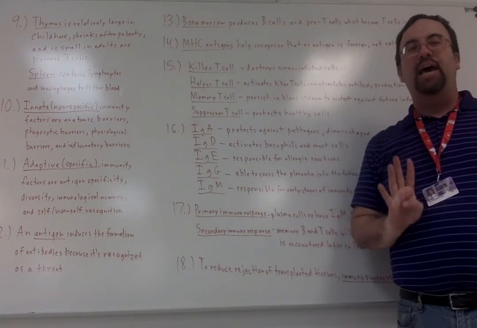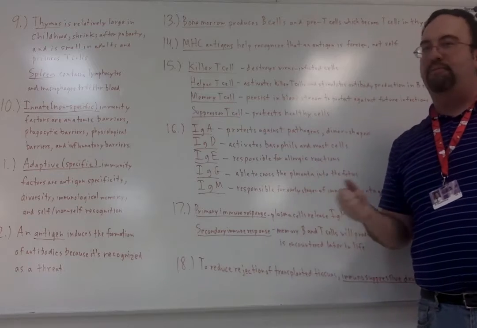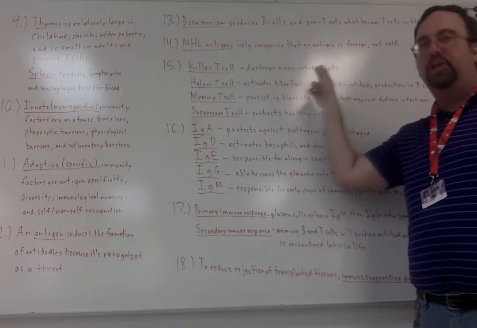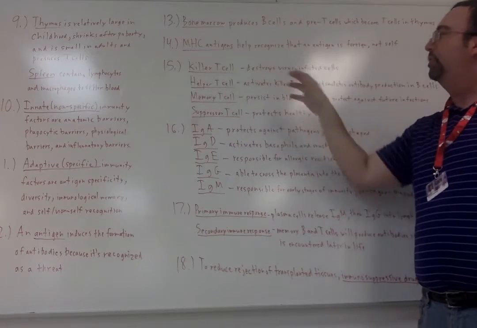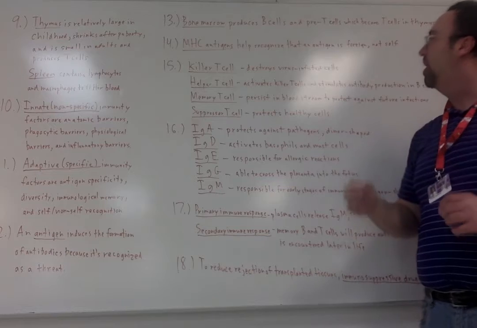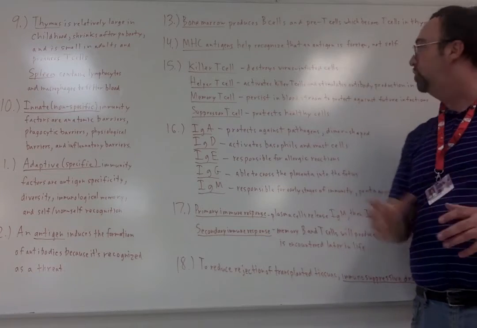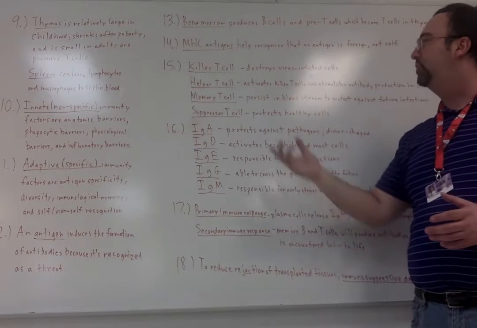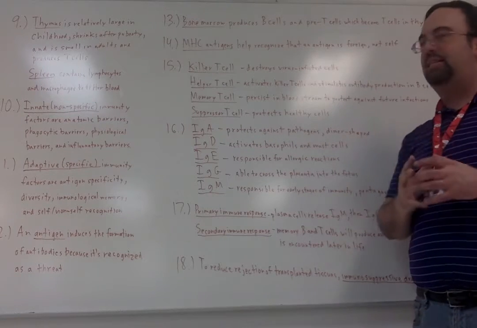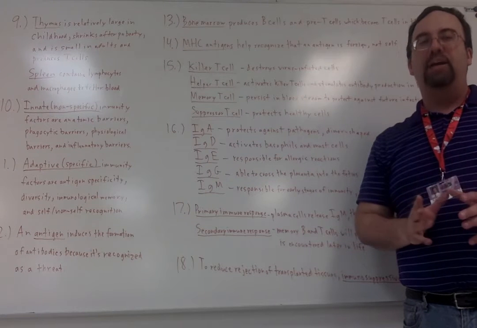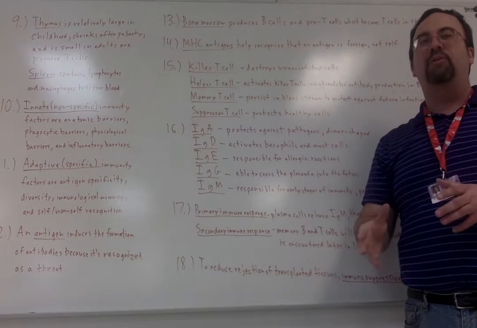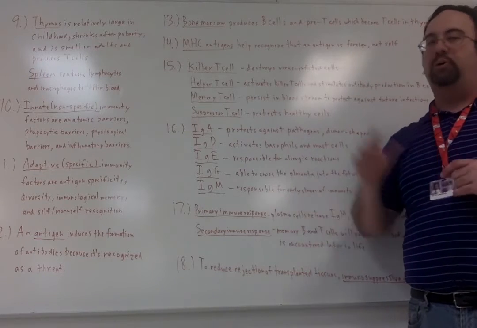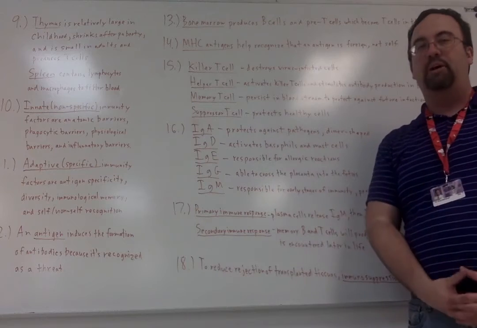We have 4 different types of T cells. The first, my favorite, the killer T cell, destroys virus-infected cells. We have the helper T cell, which helps to activate the killer T cells, but also stimulates antibody production in the B cells. We have memory T cells, which persist in the bloodstream to protect against future infections. So your body, if it sees another invader from before, it'll recognize it and be able to attack it faster. We also have suppressor T cells, which help protect healthy cells.